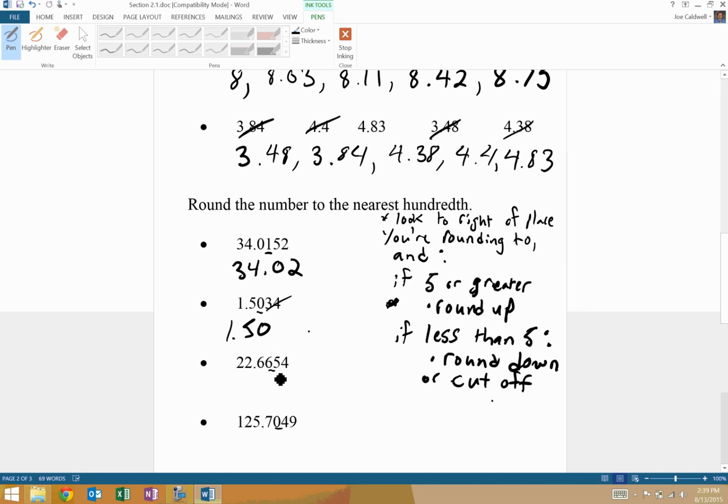Okay, find the hundredth spot, look to the right. So we have 22, and to the right is a 5, so we're going to round up. So that's going to leave us with 67. We turn that 6 into a 7 because we were looking at that to round up. Here, look to the right, it's a 4, it's less than 5. We're going to chop it off. And we're going to make sure we still have 2 decimal places there. Okay. Sorry about the messy handwriting, but again, we're looking at ordering, we're looking at rounding there.